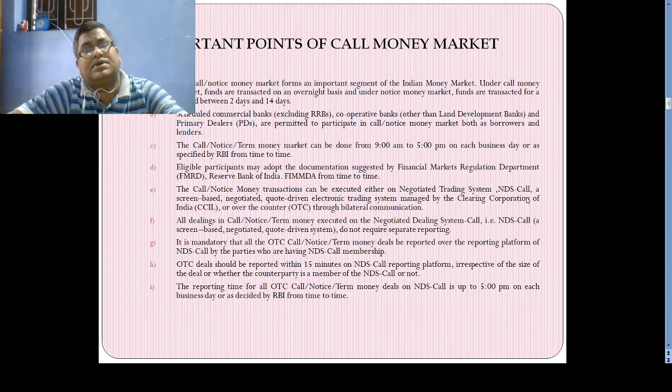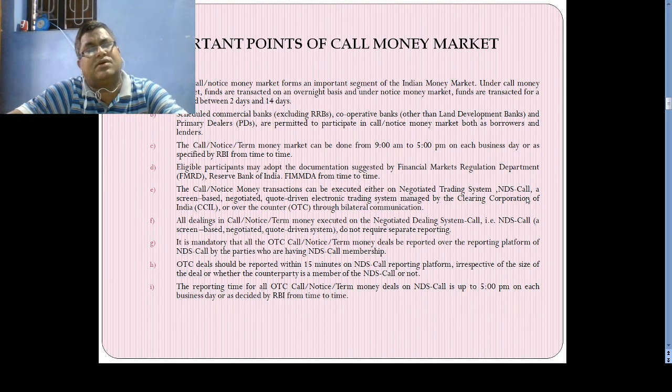And eligible participants also adopt some of the suggestions of the financial market regulation department or RBI, and they can frame rules and regulations. Call money and notice money is always executed either by the negotiated trading system, NDS call, or screen-based negotiated quote-based electronic trading system, clearing corporation CCIL, or OTC, over the counter, through bilateral communication. It means this call money market is always covered through the clearing corporation CCIL and OTC, and also through bilateral communication between the two parties.